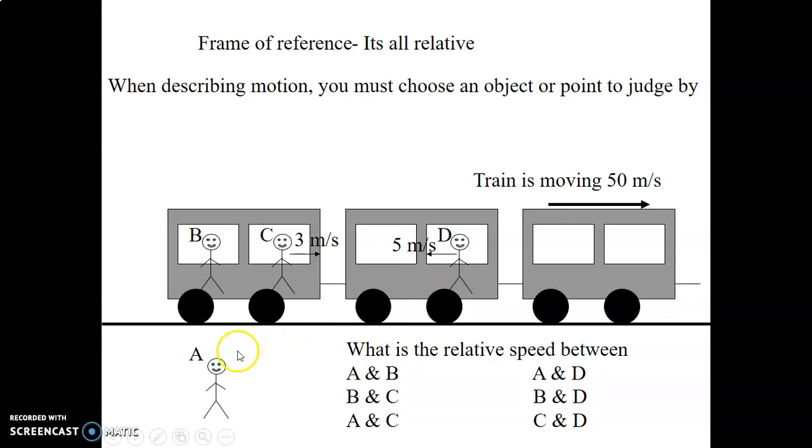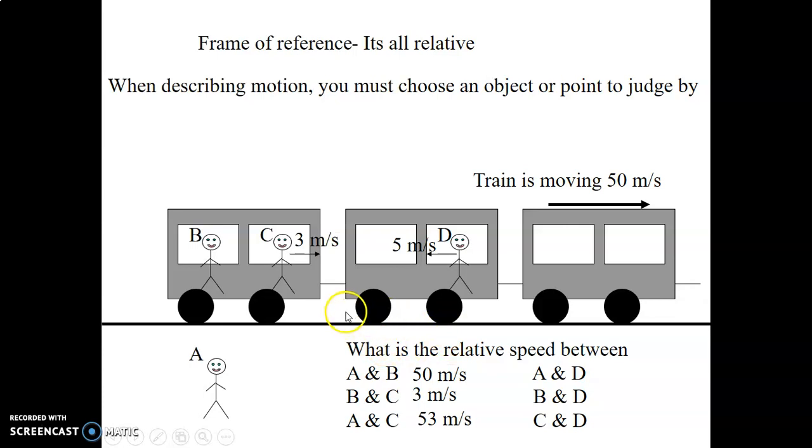If we want to figure out the relative speed between person A and person B, that would be 50 meters per second. The relative speed between person B and person C would be 3 meters per second, because they're both on the train moving at 50 meters per second. And then the relative speed between person A and person C is going to be 53 meters per second, because he's moving with the train and those velocities are adding.